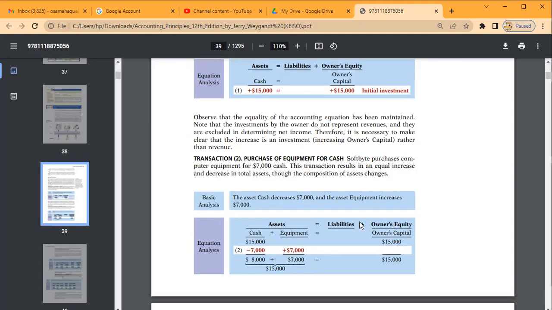But there will be no effect on the owner's equity, as this is not done for investment. He has purchased computer equipment for 7,000. We haven't done any investment. This is not an investment. The business has purchased computer equipment for $7,000. Does this make sense? Yes.